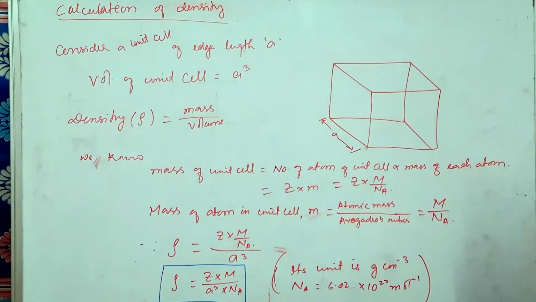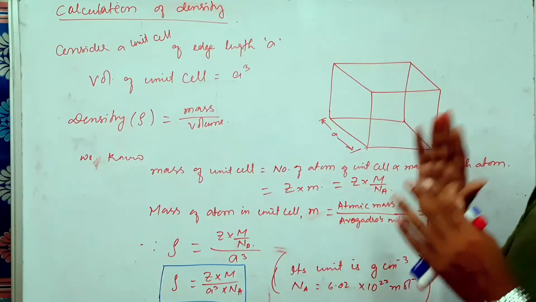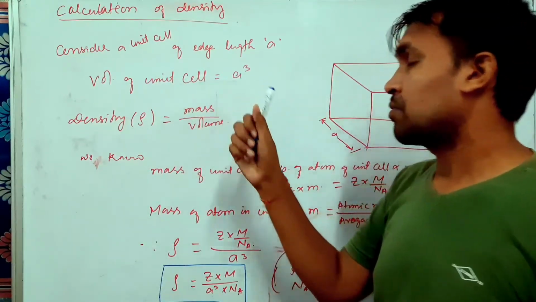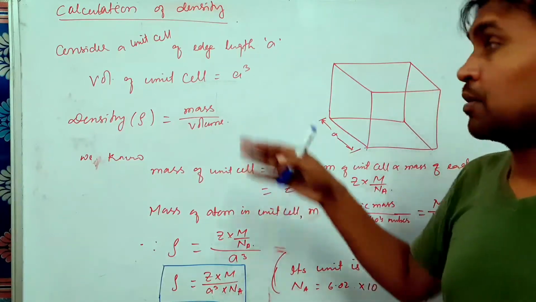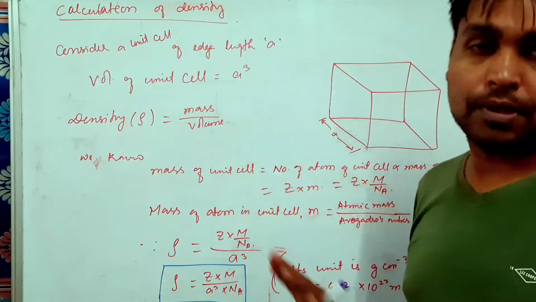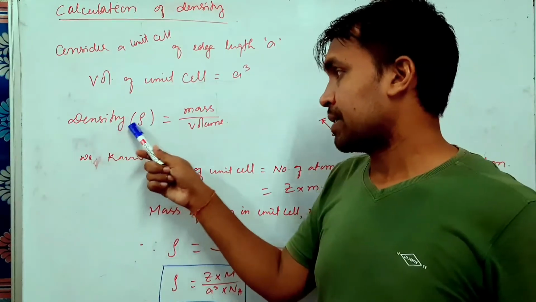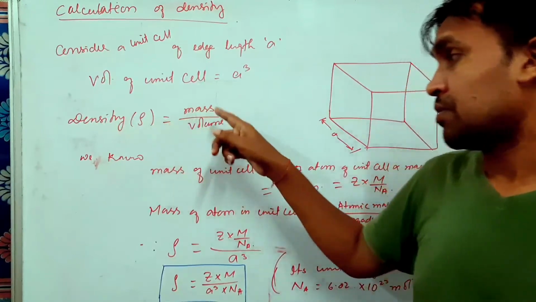If you can see, it is like a cube. So for a unit cell all the sides will be equal. So the volume of the unit cell will be equal to what? Volume of a cube is equal to side cubed. So side is a, so a cube. This point is clear. Next is density. Density is represented by the symbol rho. Rho is equal to mass by volume.